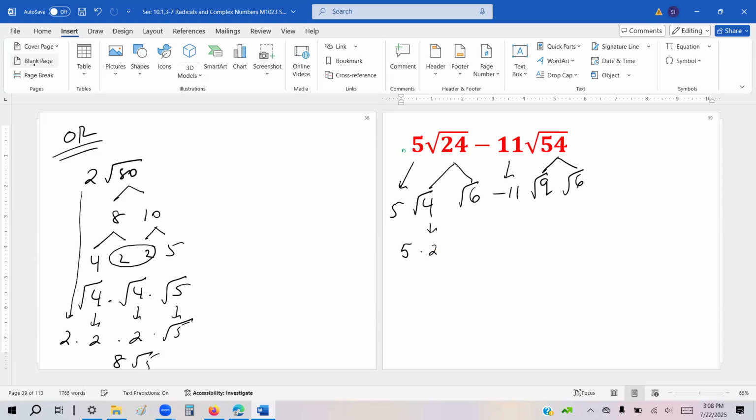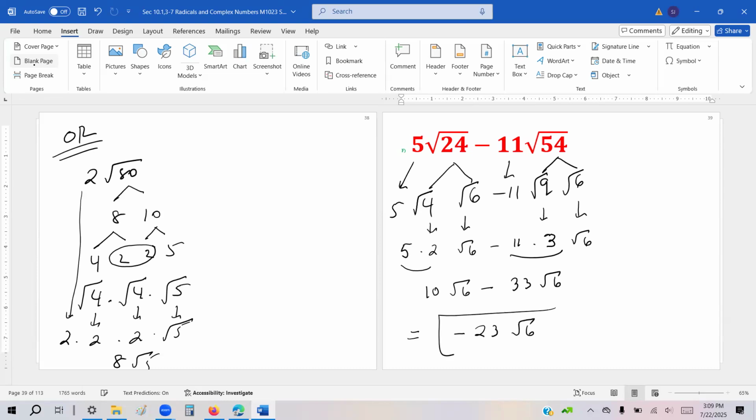5, this gives us 2. We get 3 from here. Some multiplication gives us 10 square root of 6, 33 square root of 6, right? And how much do we have this time? Negative 23 square root of 6.